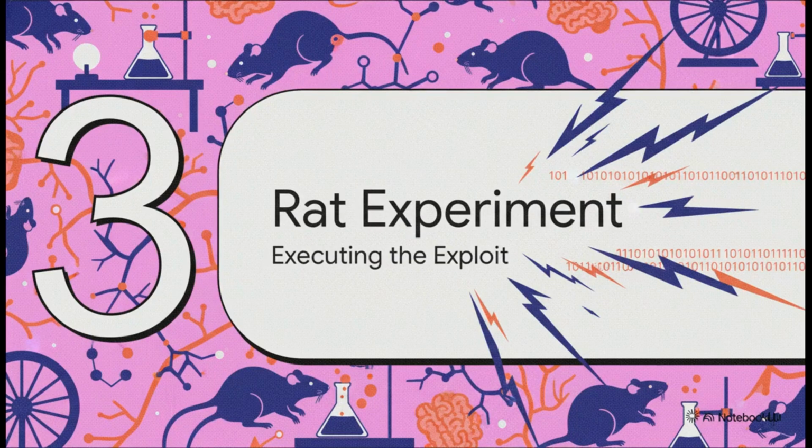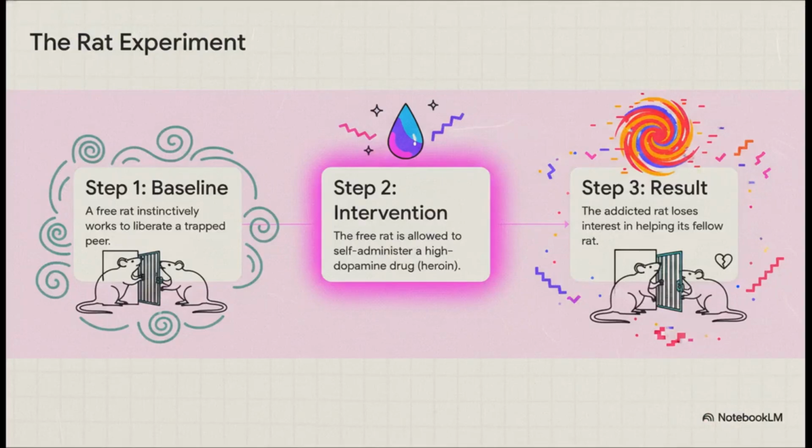So, to really see this vulnerability in action, we're going to run a simulation. It's based on some pretty fascinating and, frankly, disturbing experimental data. Let's execute the exploit and watch what happens. The data from this experiment is sequential and just incredibly stark. Step 1, the baseline. The pro-social protocol works perfectly. A free rat sees its peer trapped and instinctively helps it out.